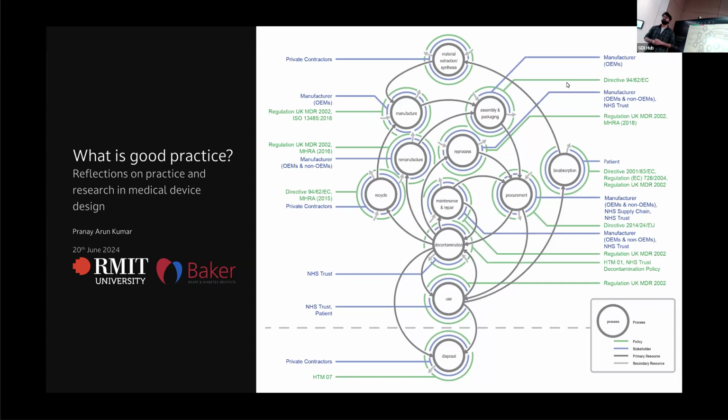His research work is particularly focused on wearable equipment and wearable devices for diabetes. But today he's going to present us a bit more general overview of how design and practice in this particular sector works and how it overlaps with assistive tech. So with that, over to you, Pranay.